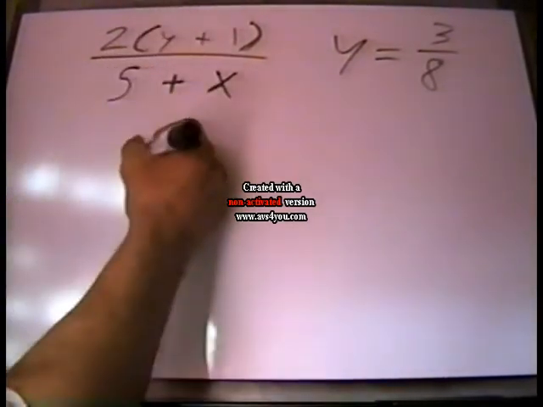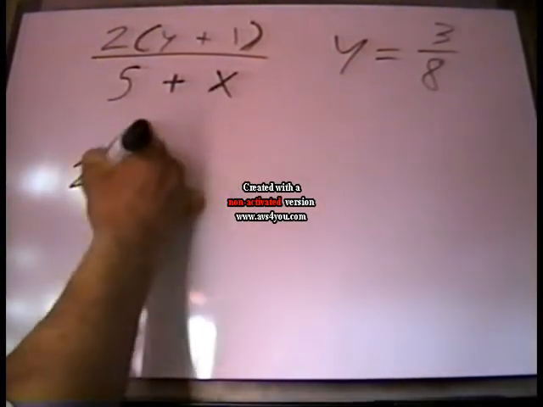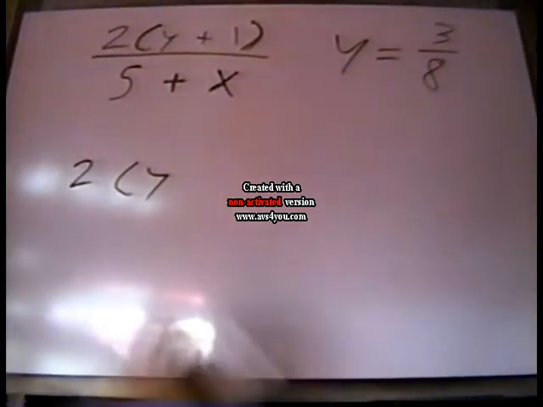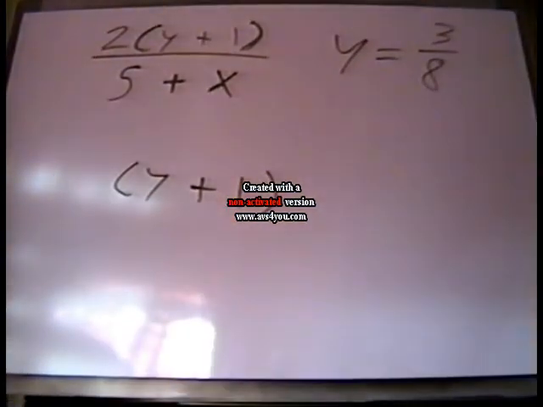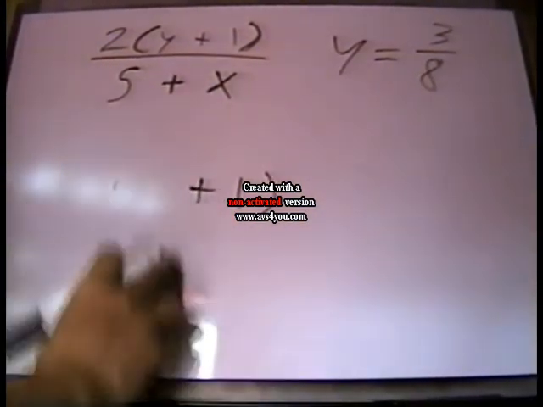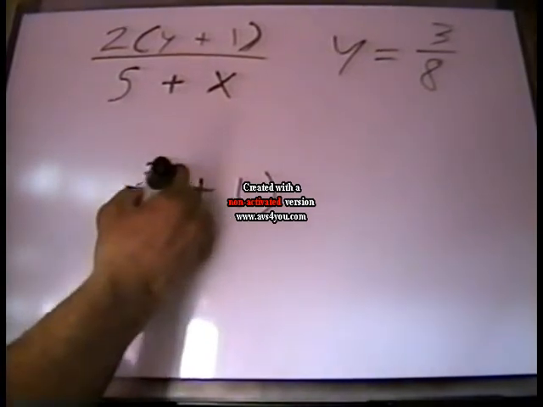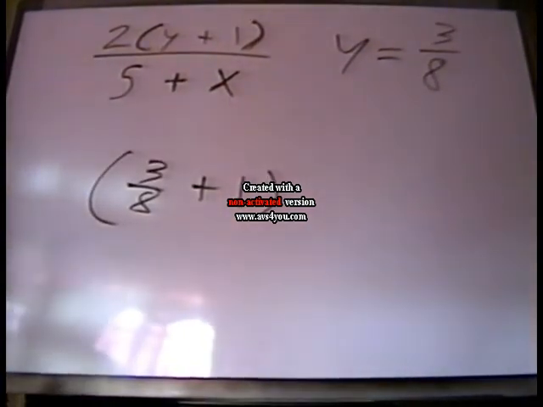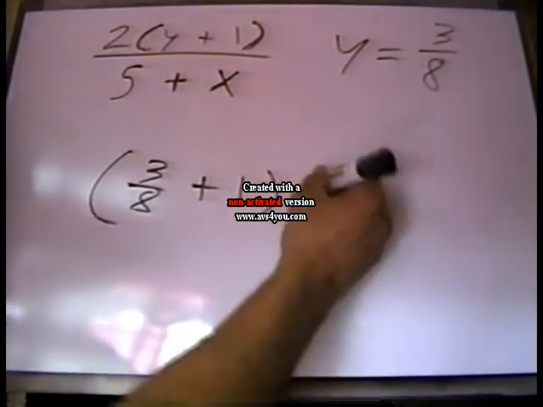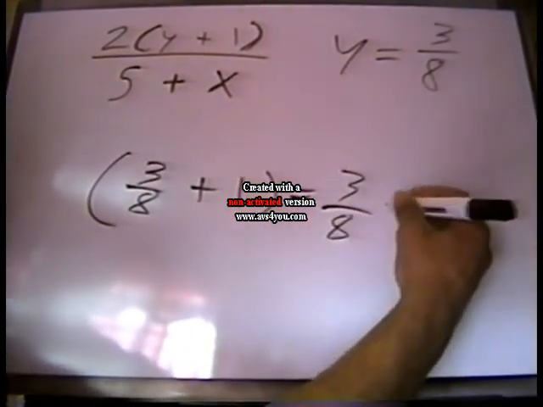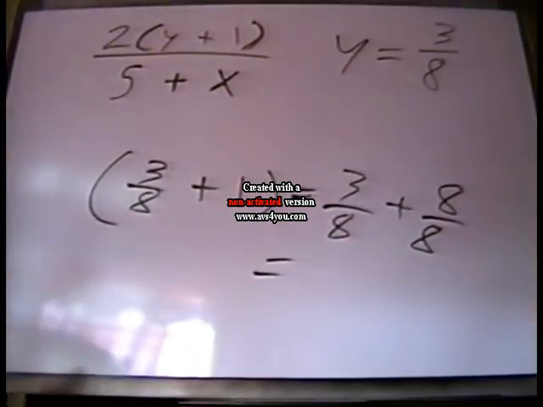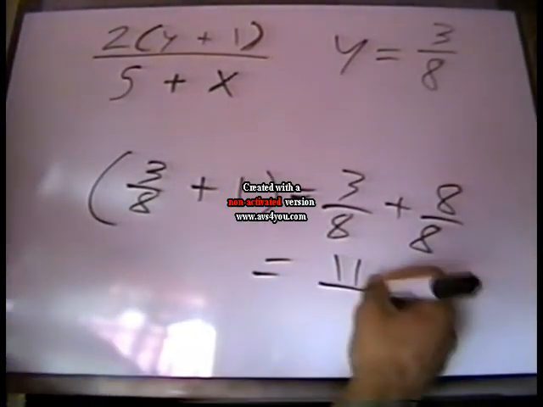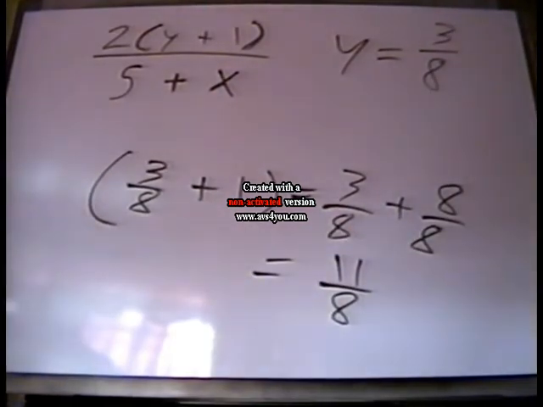We have to evaluate what's in the expression first. What's in the parentheses first. So we just focus on that first. So we just focus on the y plus 1. So we substitute for y, we're getting 3/8. Okay? Now this equals 3/8 plus 8/8. Okay? Which gives you 11/8. 11 over 8.